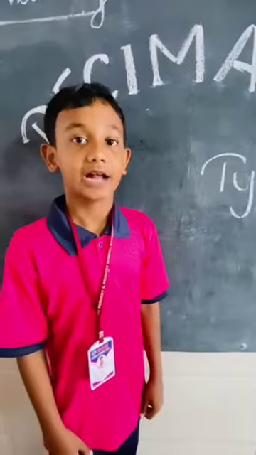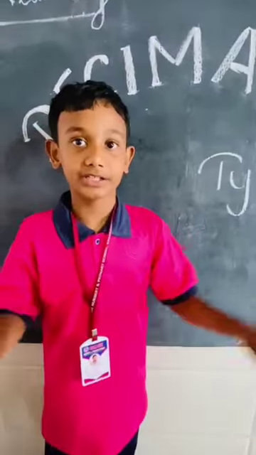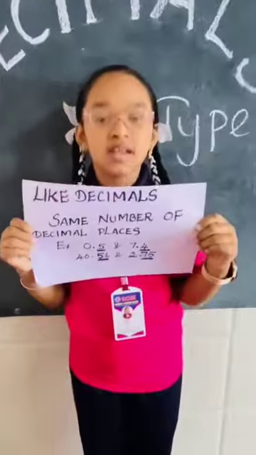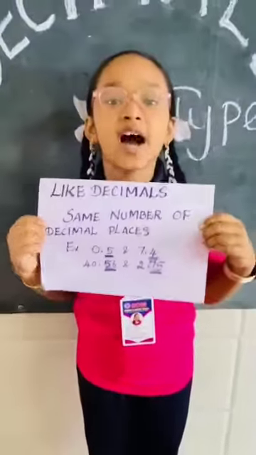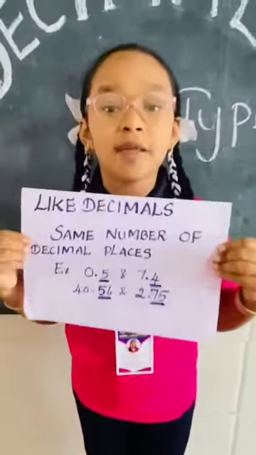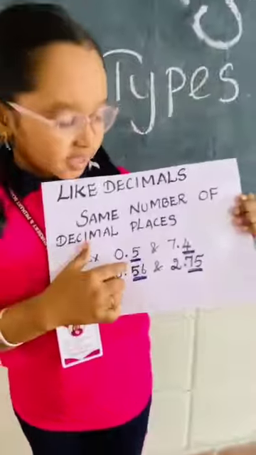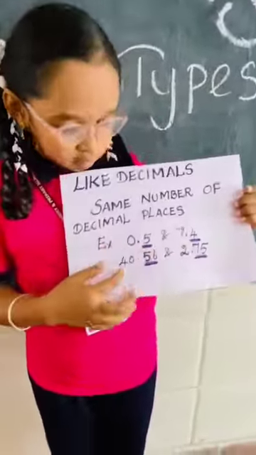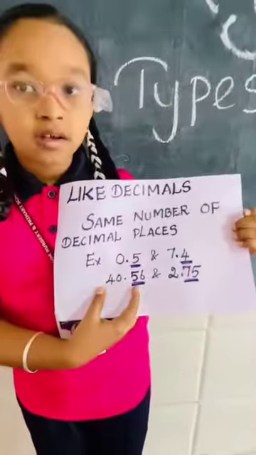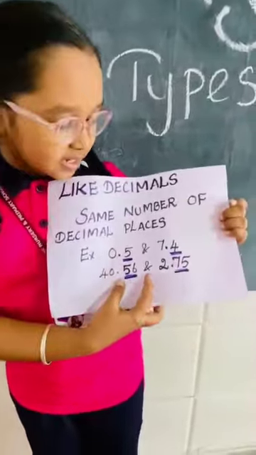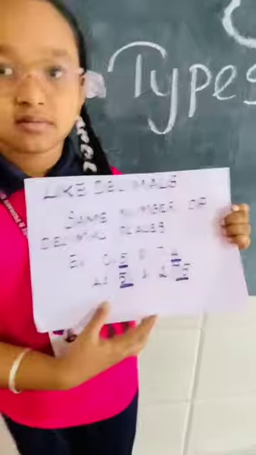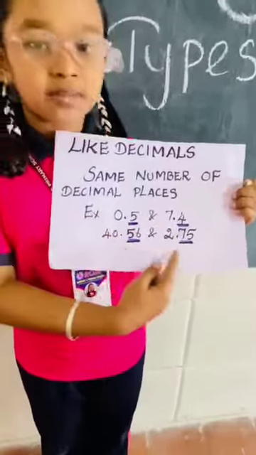Types of decimal: like decimal, unlike decimal, equivalent decimal. Like decimals: decimals that have the same number of decimal places are called like decimals. 0.5 and 7.4, 14.5, 40.56 and 2.75. One decimal place, two decimal places.